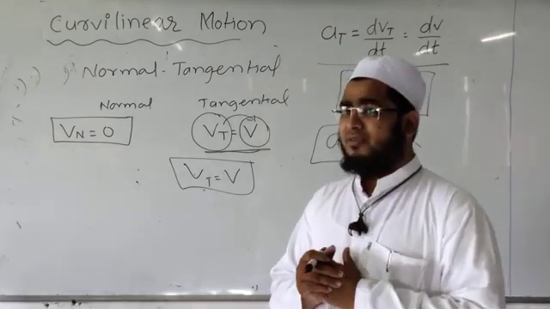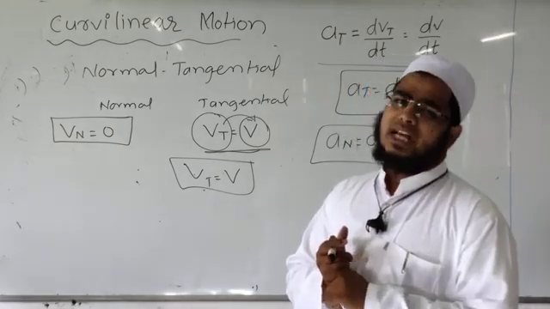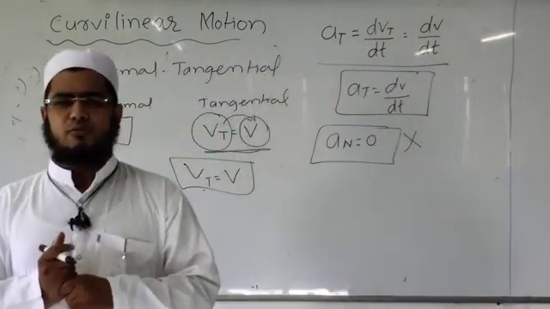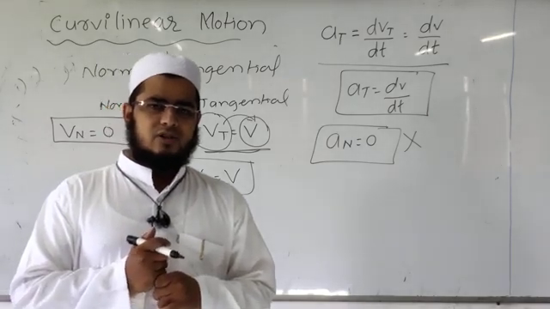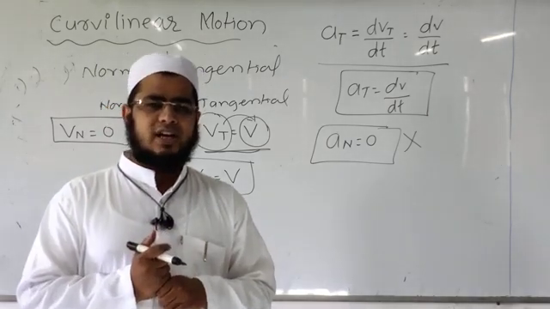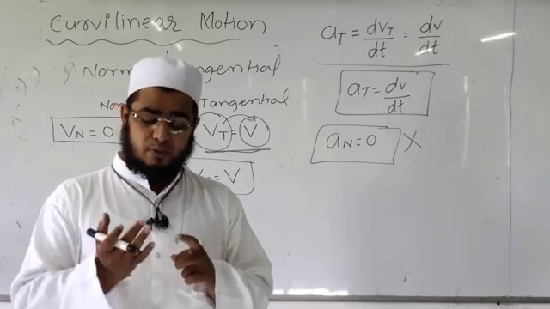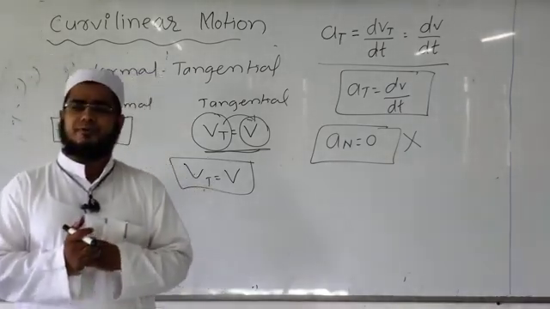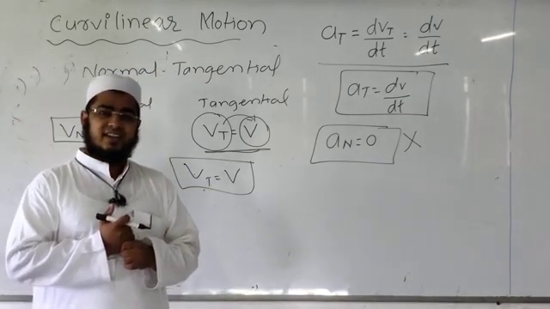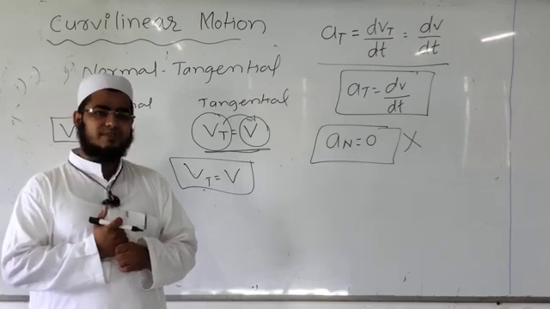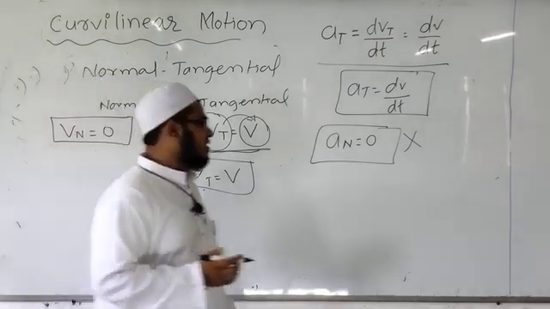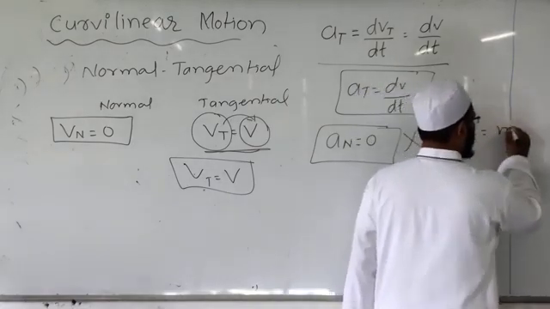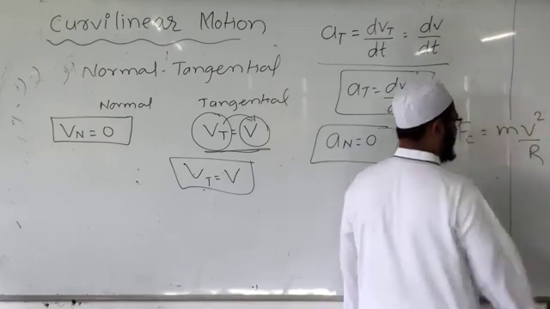I will just explain what is the concept behind that. We know that whenever a particle is moving along a curvature, meaning moving along a curved line, there are some forces acting on the object. A very important force is the centripetal force, and another very important force is the centrifugal force. And the centrifugal force is given by F centrifugal, Fc, equal to mv square by r.